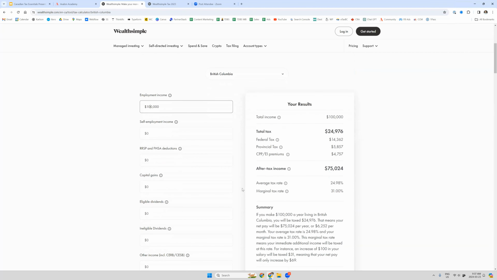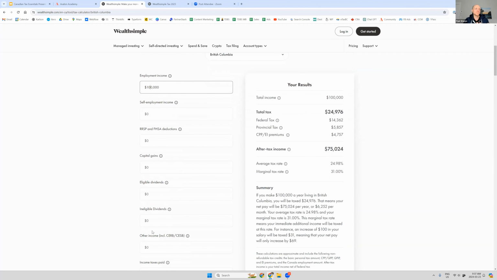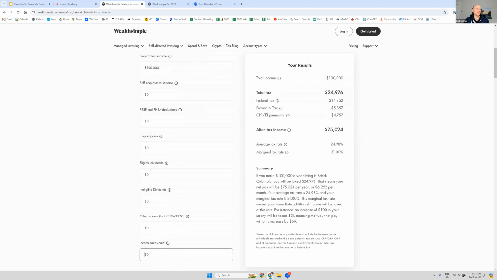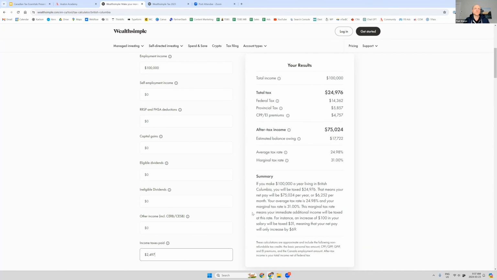And what I love about this is you can put in your income. Let's see how much income tax I've paid already. So let's say that my employer withheld enough tax so that everything was perfect. I wouldn't owe anything else. So let's do $20,400. So my employer withheld $20,400 of tax. I'm getting an estimated refund of $181.